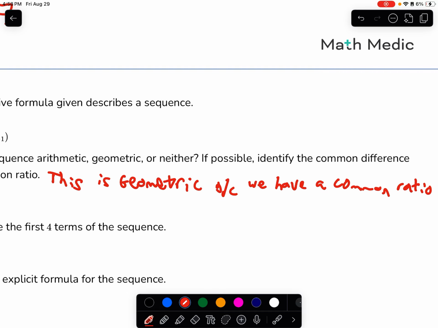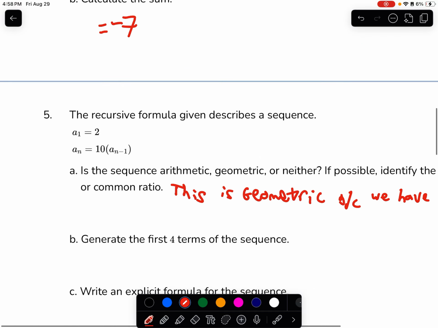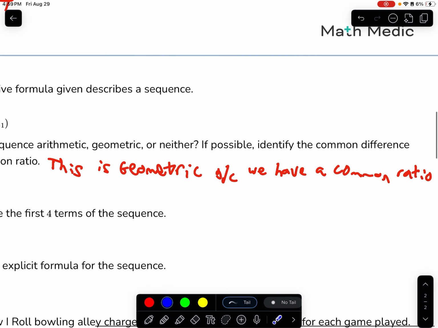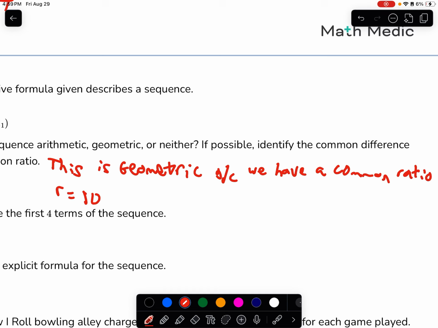Remember, the common ratio is a number that we're multiplying by, and the number we are multiplying by is presented to us right there. It's the number in front of a sub n minus 1. Common ratio r equal to 10. So the answer is geometric. Okay?